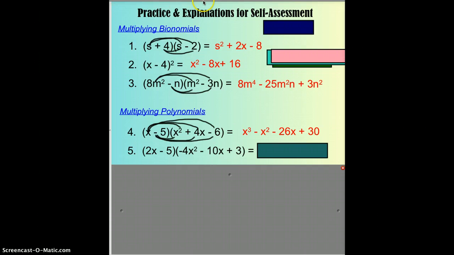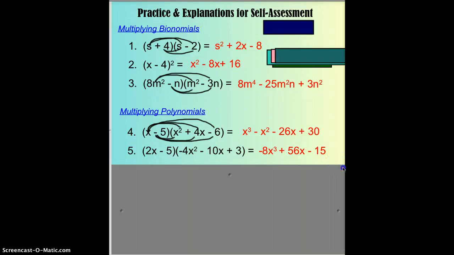Number 5, 2x minus 5 times negative 4x squared minus 10x plus 3. Follow the same procedure from the problem before. First, multiply 2x by every one of the 3 terms in the second set of parentheses, and then negative 5 by every term in the second set of parentheses. Pause the video here before revealing your answer. You should have gotten negative 8x cubed plus 56x minus 15.